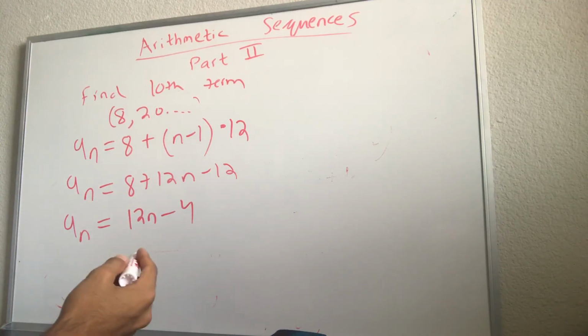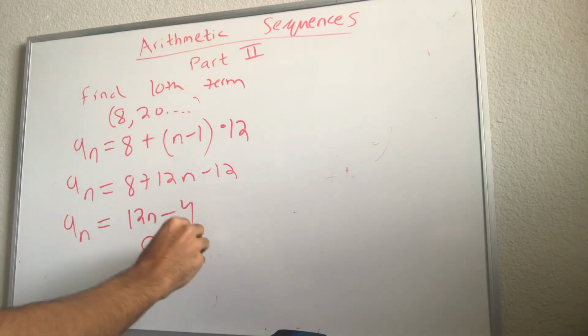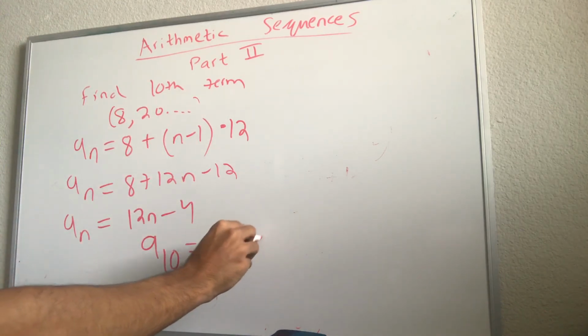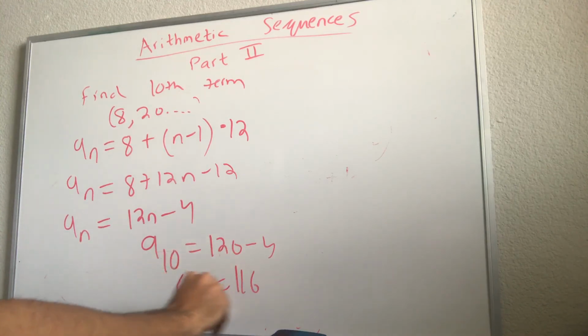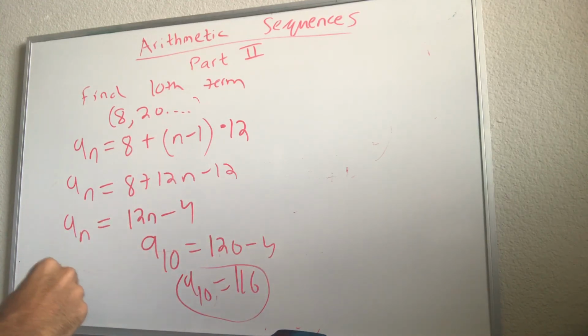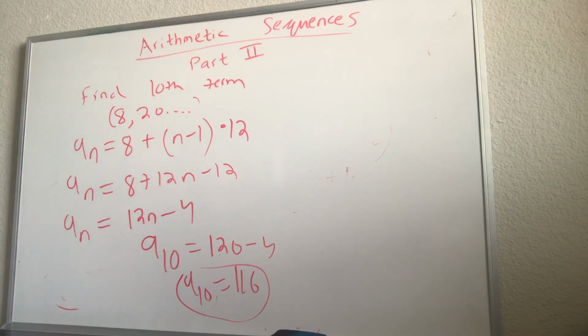So that's the equation that we have. And now really we want to find the 10th term. That's easy. We just do a10 is equal to 12 times 10, that's 120, minus 4. And so a10 is 116. And so again, using that formula, an is equal to a1 plus n minus 1 times d, where d is the common difference, a1 is the first term, and an is the nth term, you can solve several problems that deal with an arithmetic sequence.